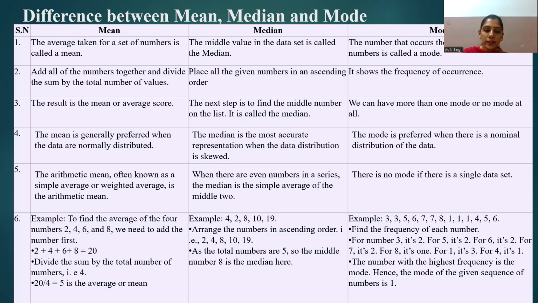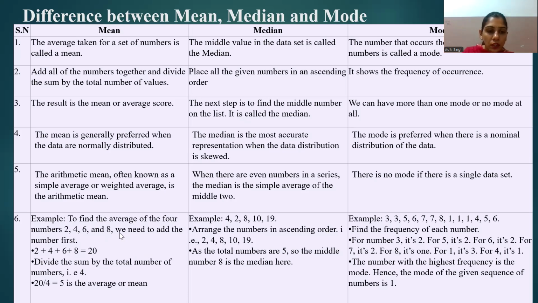Okay, let's see an example, as we have already discussed so many examples in the previous lecture. Let's once again see the example of all these three: mean, median, and mode. When we calculate mean, there is an example to find the average of four numbers: 2, 4, 6, and 8. What we need to do first is add all these four numbers: 2 plus 4 plus 6 plus 8, and divide it by the total number, which is 4.